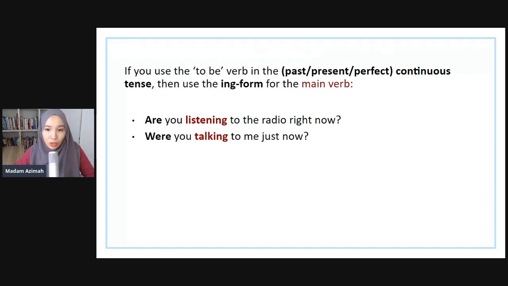But I just wanted to tell you that if you're going to do it, you're going to do it with ing. So there's no such thing as, "Were you talk to me just now?" or "Are you listen to the radio right now?" No. Okay, look at this one. Have you been listening? Have you been living here since 2011? So have, and then been and living.